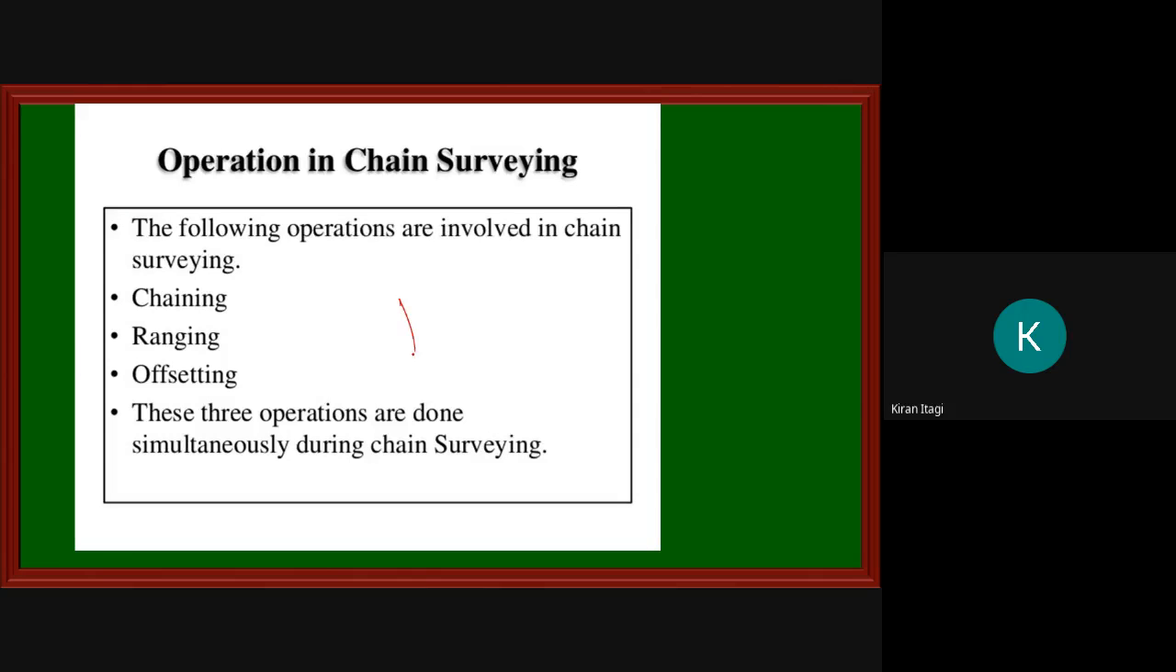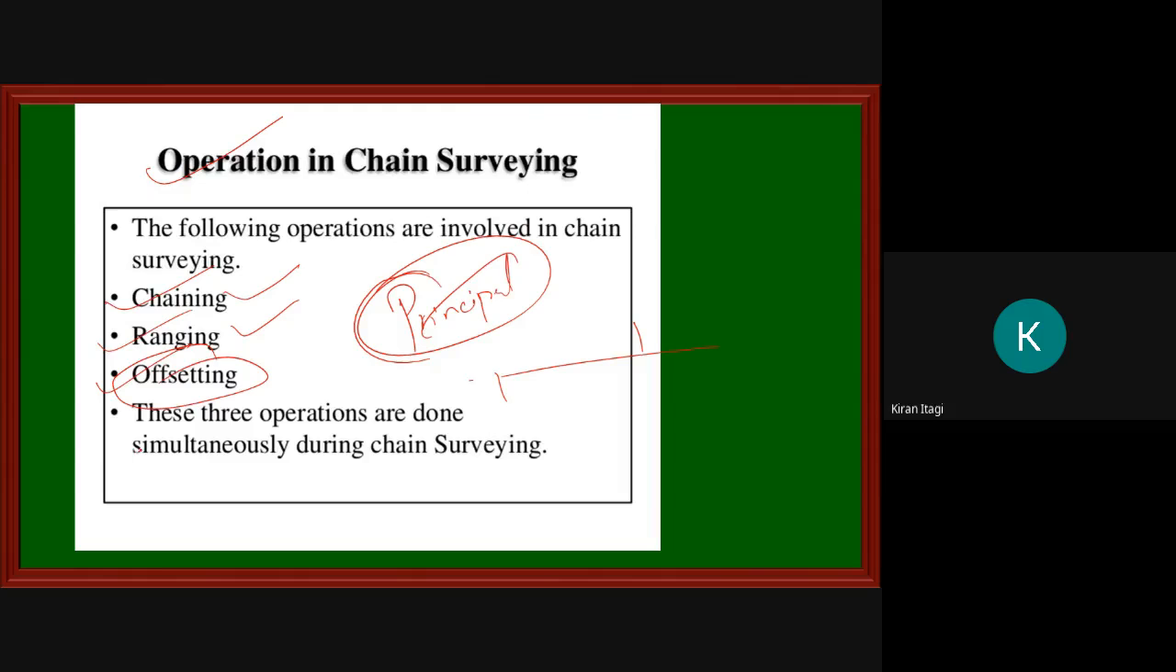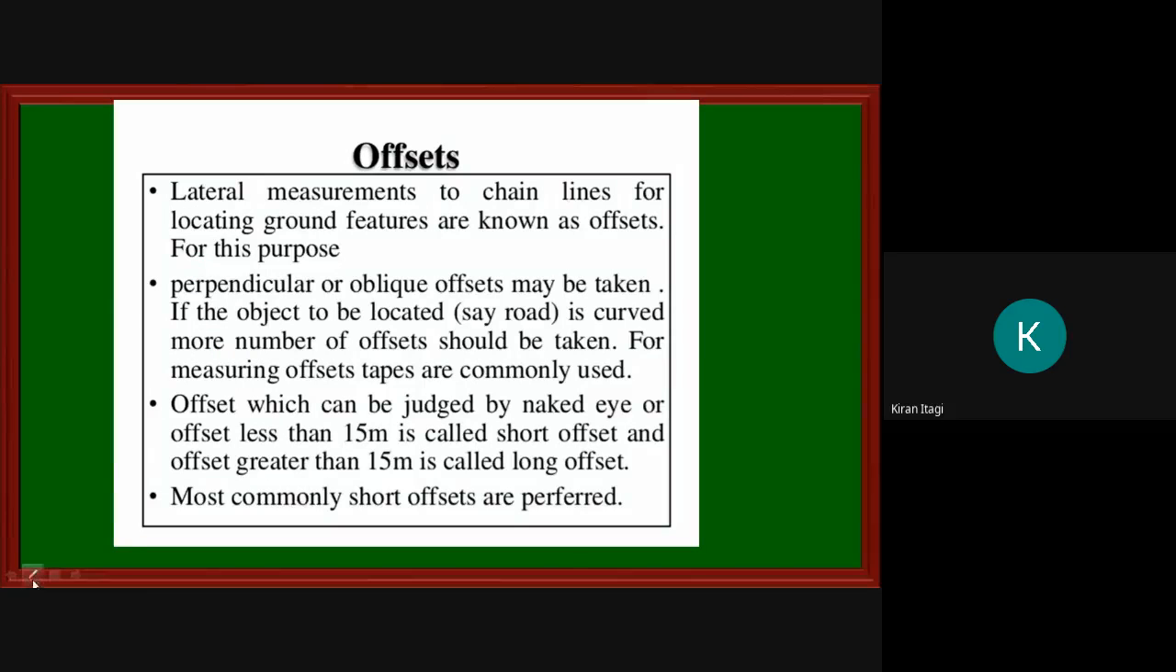Now you have seen the principle. Now we will see the operations, how to do chain surveying in the plane. The following are the operations involved in chain surveying: chaining, means laying the chain, ranging, and offsetting. These three operations are done simultaneously during chain survey. We know what is ranging and what is chain, but you don't know what is offset, so we will see about the offset.